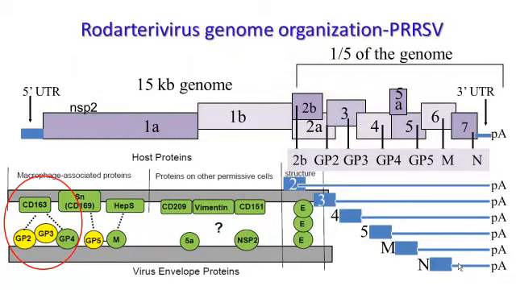And so just an overview of PRRS in this new genus we call Rodarteriviruses. The PRRS genome is divided into two parts. About 3/5 of it is devoted to the non-structural proteins. And then on the 3' end, we have this complex mixture of structural protein genes. This is one thing unique about PRRS. It's a relatively short genome, but it has a relatively complex surface structure.